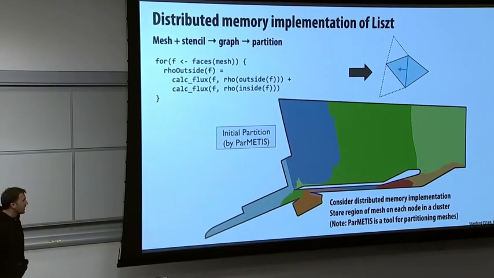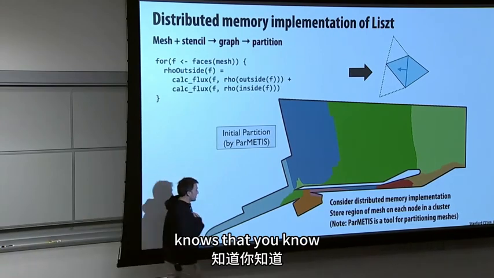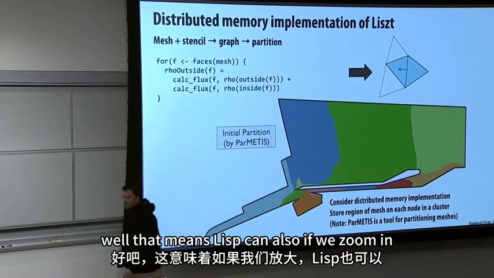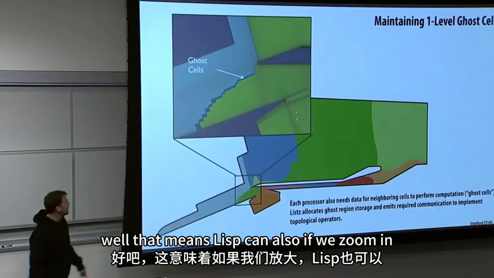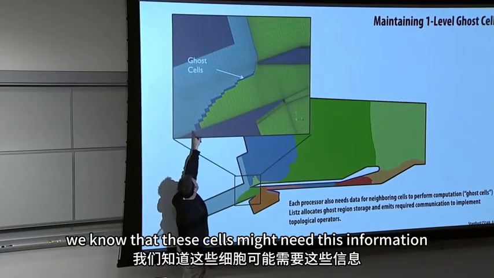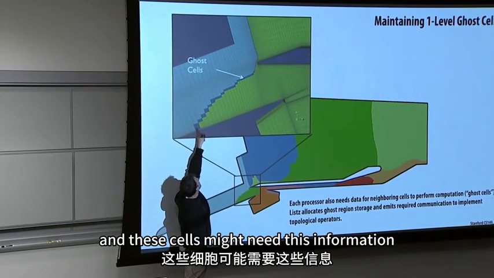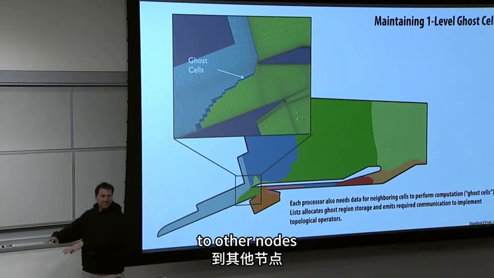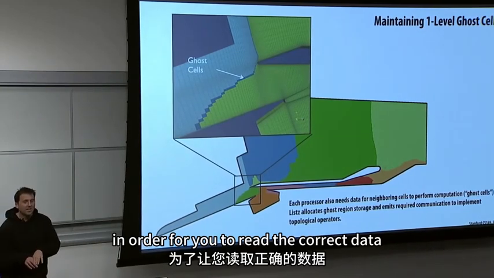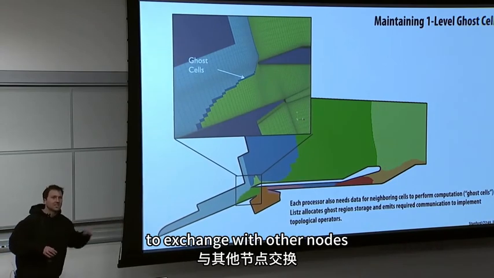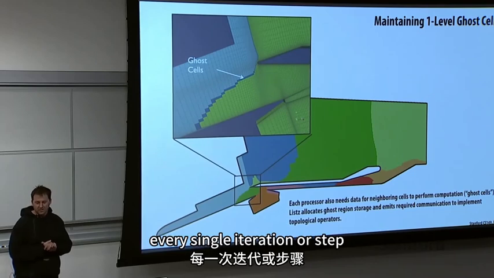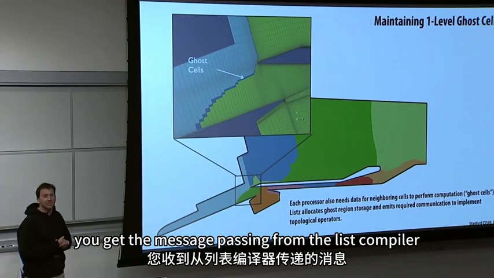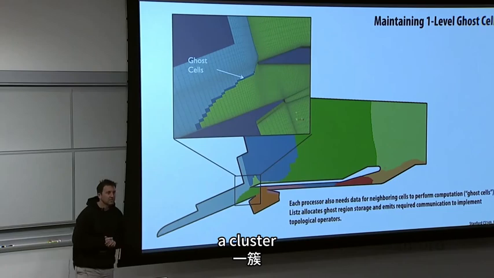Okay? And since Liszt knows that every edge here is going to need maybe a vertex over here, if we zoom into a region, we know that these cells might need this information and these cells might need this information. So those are the ghost cells. That's the data that's copied to other nodes in order for you to read the correct data, and that's the data that has to be written back and exchanged with other nodes every single iteration or step. So you get the message passing from the Liszt compiler if you're running on a cluster.